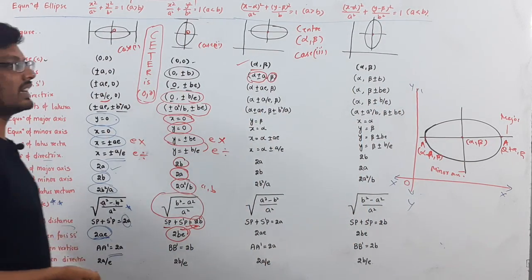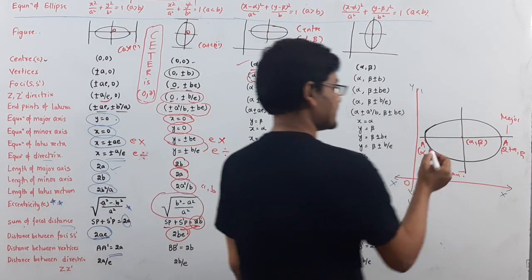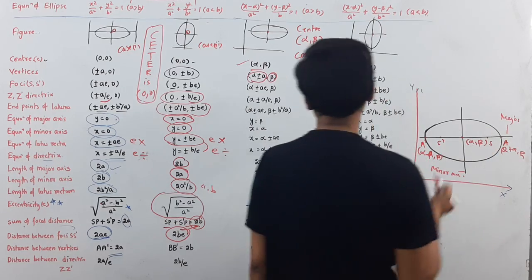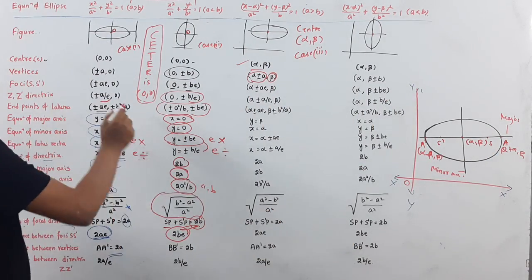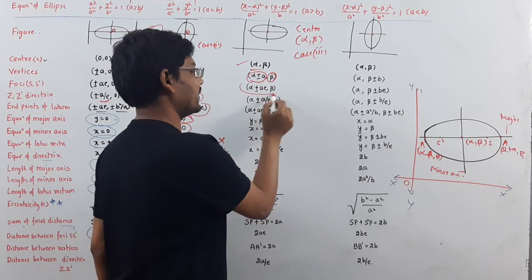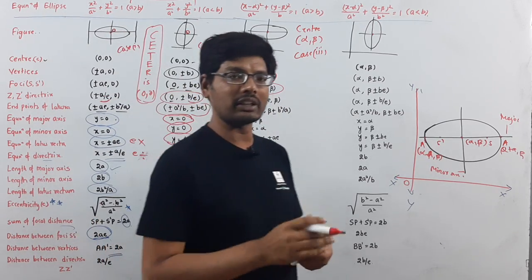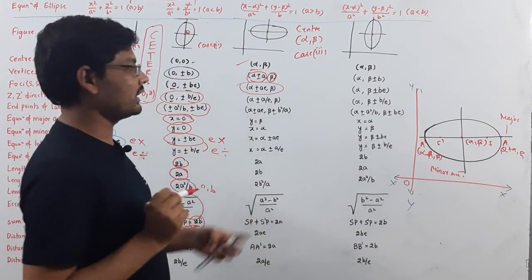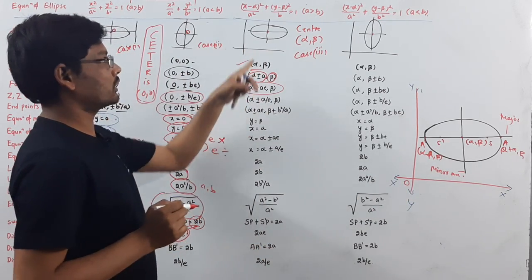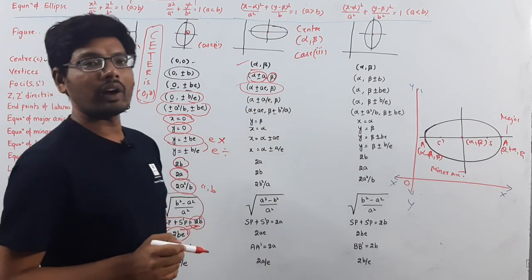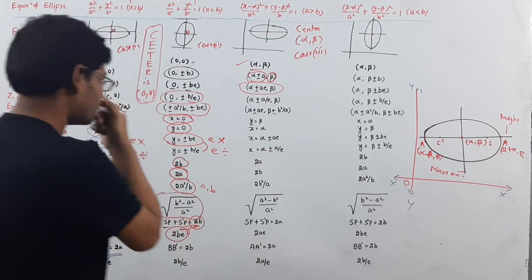And the foci, this is S dash, this is S here. The foci are alpha plus or minus ae comma beta, where alpha is the x coordinate of the center, a is the x intercept here, and beta is the y coordinate for the center here.